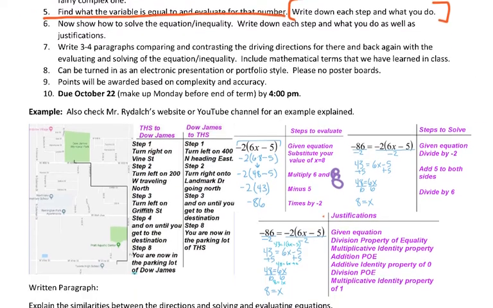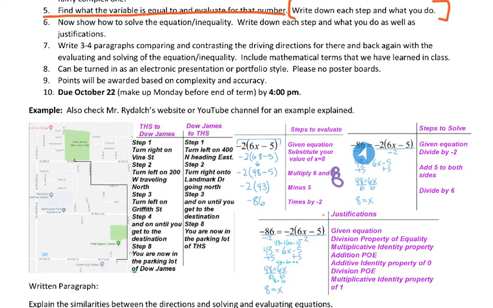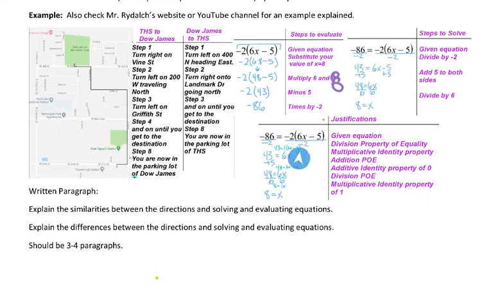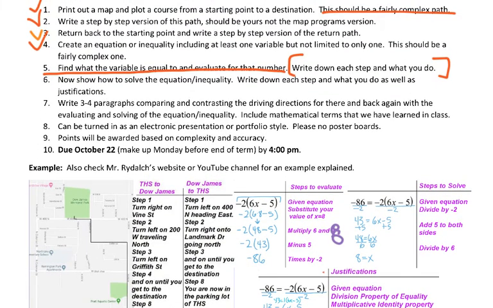Then I'm going to work backwards because I know it's equal to negative 86, and I'm going to solve it. So, I solved by dividing by negative 2, and I wrote down what I did. Then added 5 to both sides. Then I divided by 6 and got 8 equals x. Then I also had to write down the justification. So I put the same thing, and I added a few justifications, and then wrote down all those properties of equality we talked about. So I need all of that stuff together on pages.